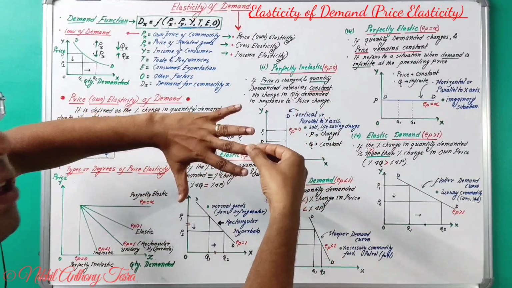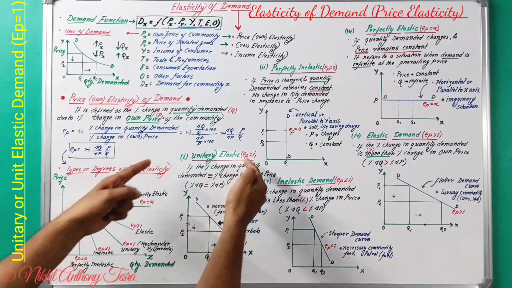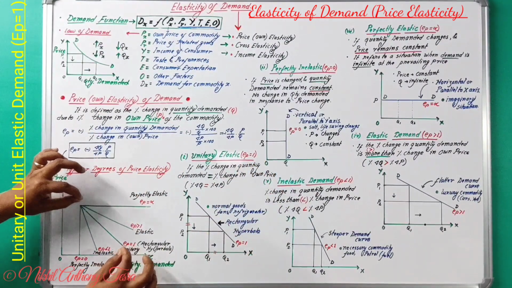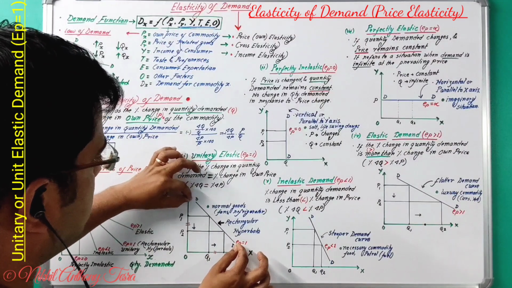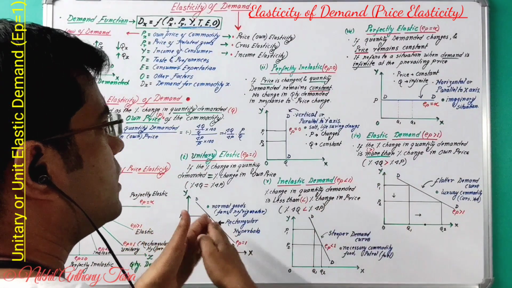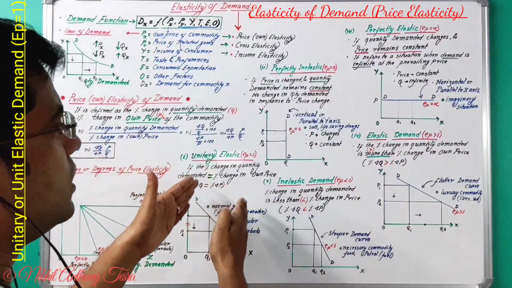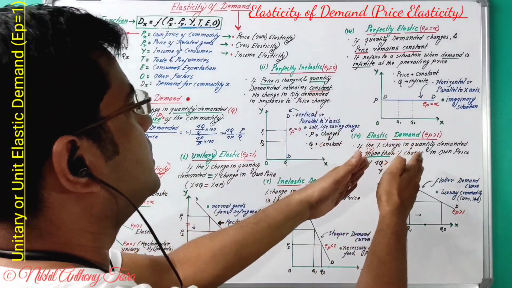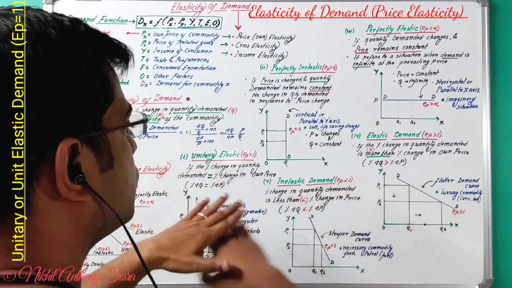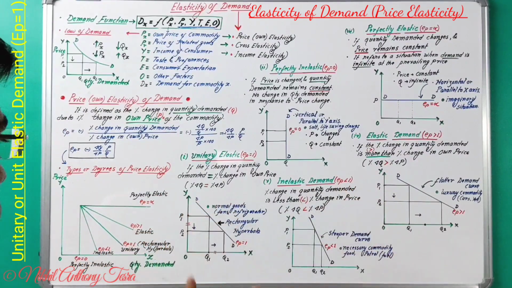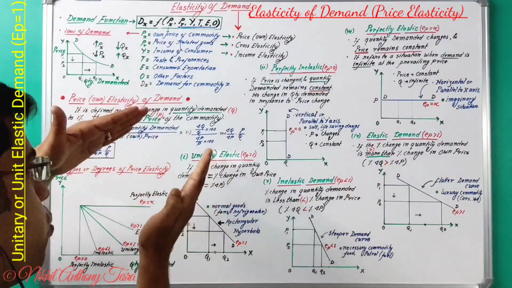Now friends, EP equals 1. So this one is EP equals 1. Let's copy this one, EP equals 1, and paste it across. Now friends, we will discuss these three simultaneously: equal to 1, greater than 1 and less than 1. All these three mean unitary elastic, elastic demand, inelastic demand. We will do all these three simultaneously. Okay friends, now let's start with EP equals 1.